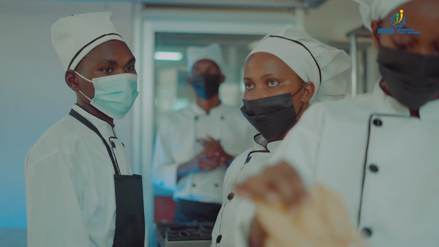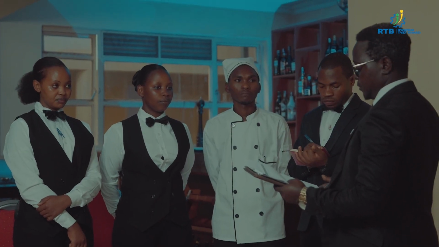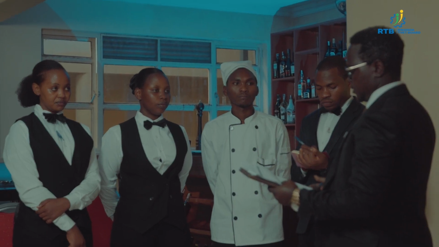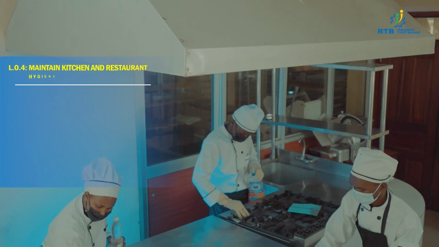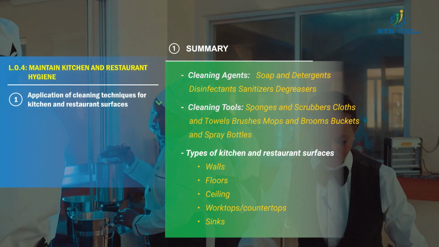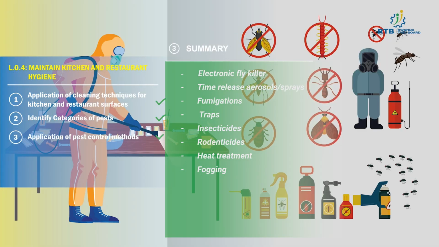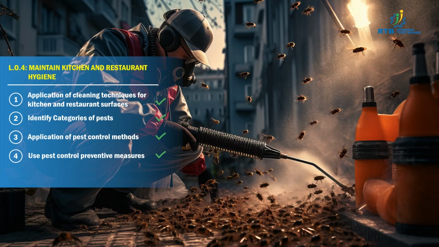By consistently adhering to these preventive measures, kitchen and restaurant managers can safeguard against pests and maintain high cleanliness and food safety standards. In summary, we've covered the application of cleaning techniques for kitchen and restaurant surfaces, identification of categories of pests, application of pest control methods, and use of pest control preventive measures.